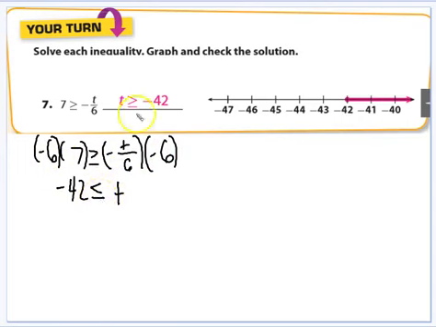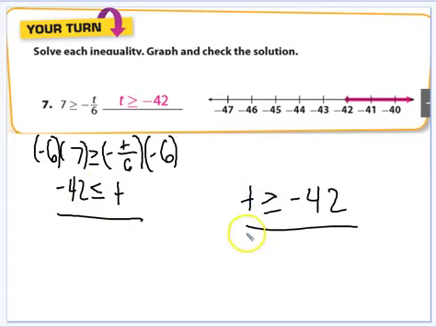So this is the same as this, so you can write it this way, or you can write it this way, but you have to make sure you copy it down right. All right? Either way works. But remember, if it's equal to, it's a closed dot, we go to -42, and then t is greater than it, so we're going to the right.